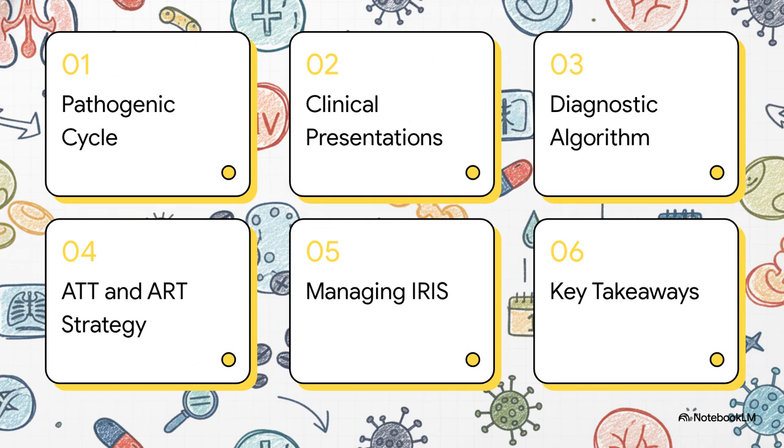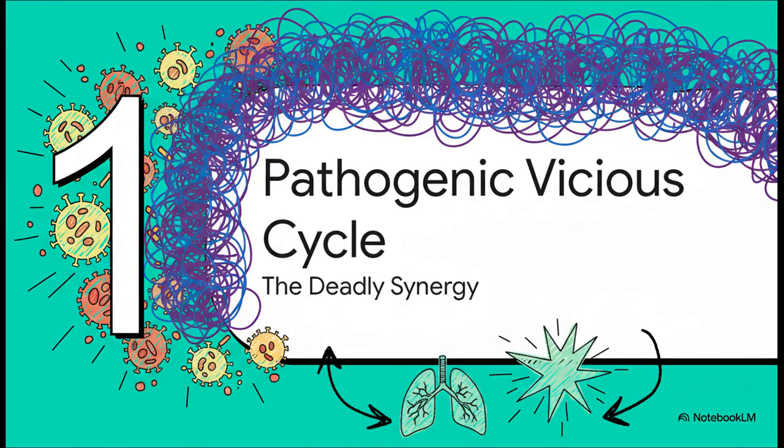So here's our game plan. First, we'll unpack the vicious pathogenic cycle. Then, we'll get into the tricky clinical presentations, how to diagnose it with modern tools, and the super complex strategy for treatment. After that, we'll tackle the infamous complication called IRIS, and finally, wrap it all up into a perfect exam answer for you. Okay, let's start right at the very beginning, at the foundation.